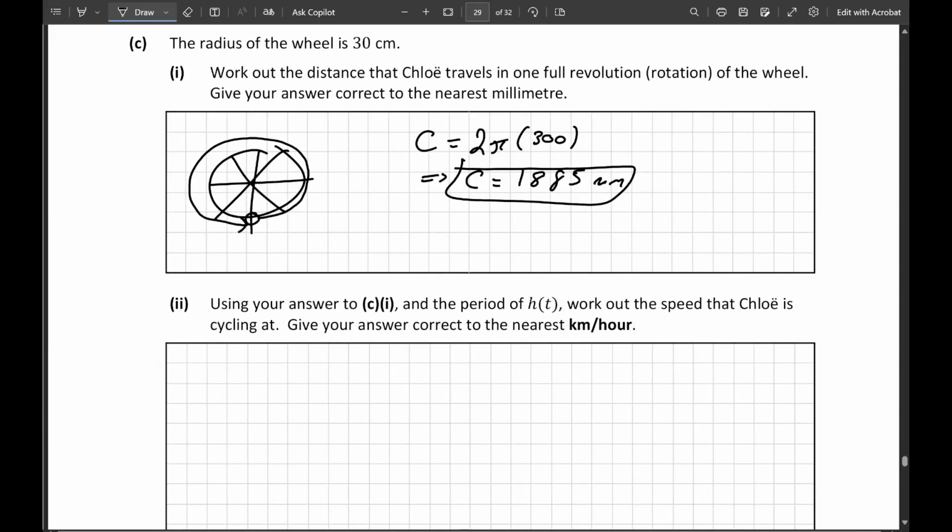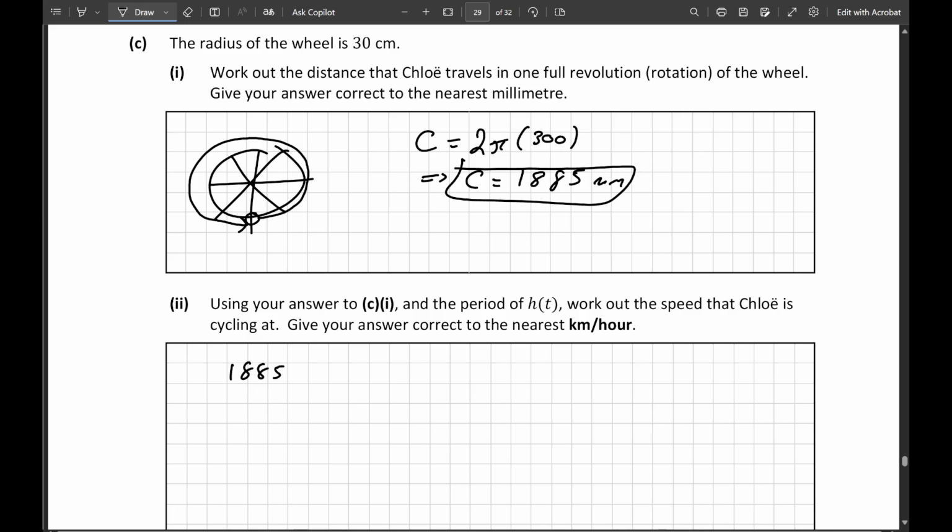Okay. Work out the speed that Chloe is cycling at. Well, if it travels 1885 millimeters for every 0.4 seconds, we need kilometers per hour. Right, so I'll convert this into meters first.